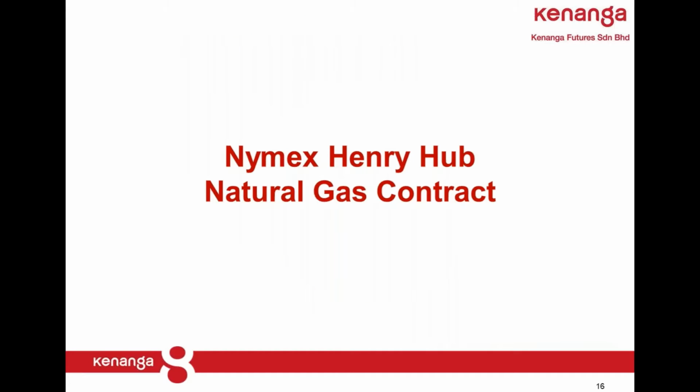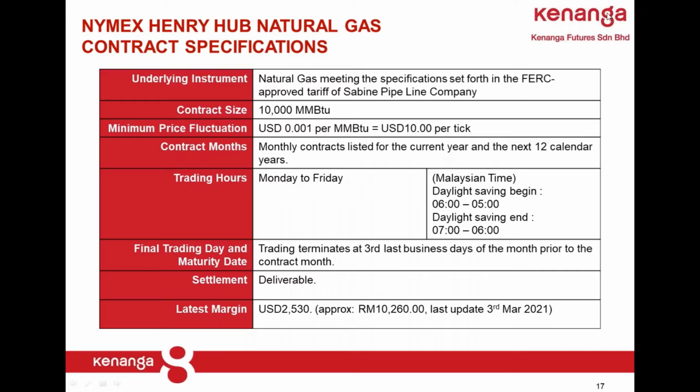Now, here will be the second part of the presentation. We are going to cover the NYMEX natural gas contract specifications. Okay, the underlying will be natural gas meeting specifications set by the Sabine Pipeline Company. They will have their surveyor check the quality of the natural gas. The contract size will be 10,000 million British thermal units, and the minimum price fluctuation will be 0.01 per tick, which is equivalent to $10 per tick. So basically, this tells you that you can come up with a profit with a very small fluctuation of price, after the brokerage fee.